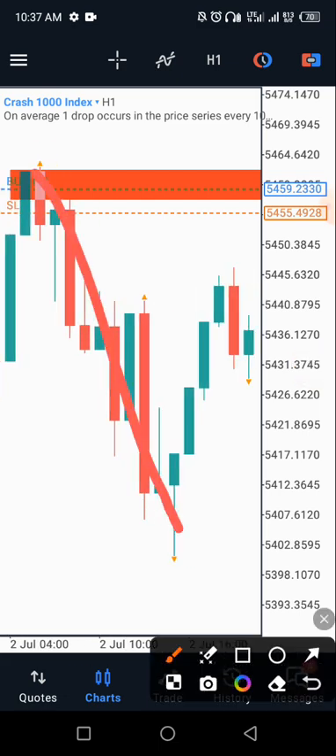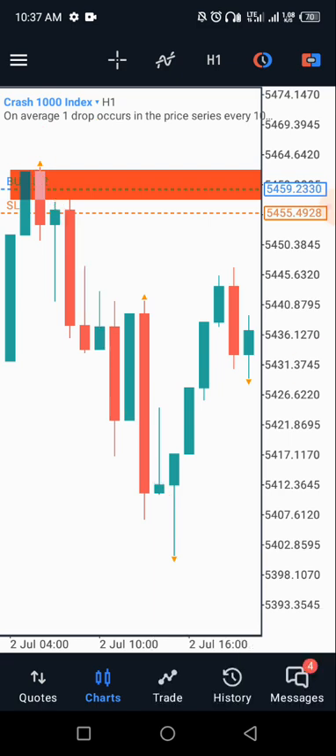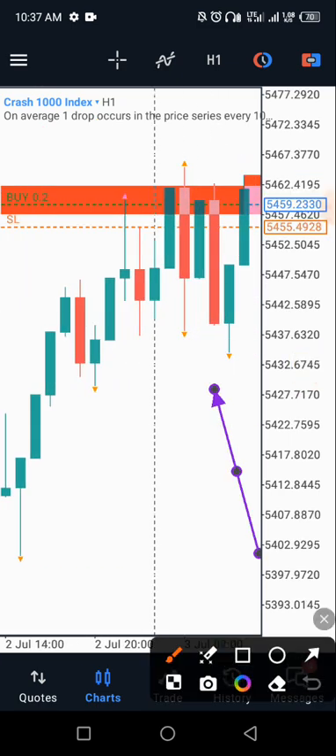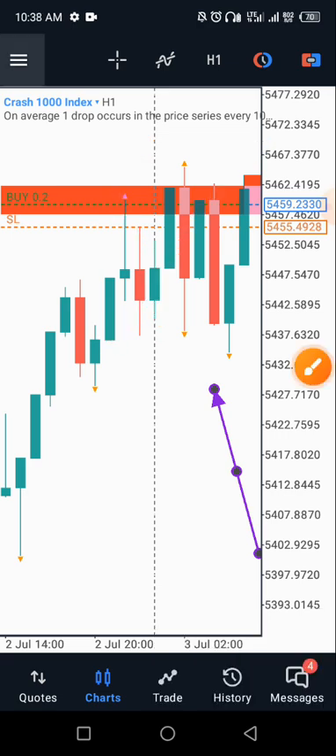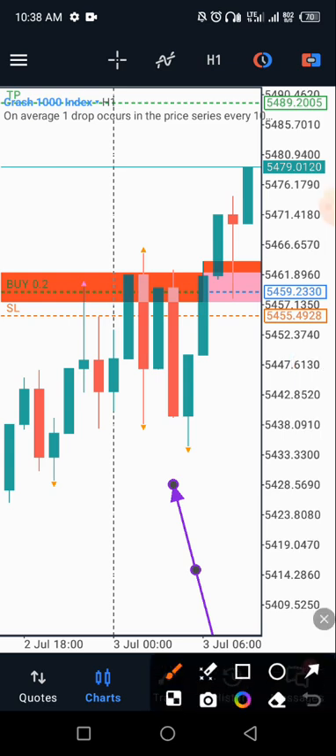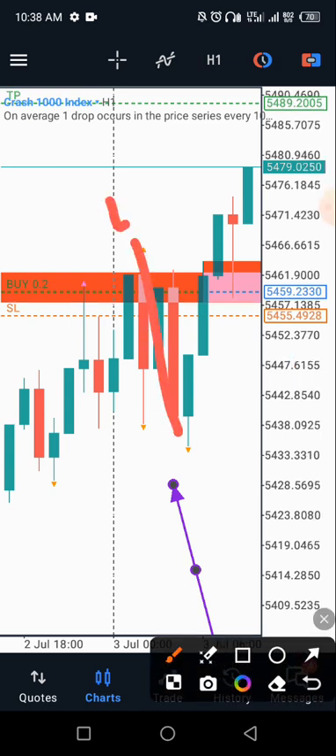So this is our first resistance here. Then if we go forward, we will notice that this was our second resistance. Price is finding it difficult to break out from that level. And if we come forward, we will notice that this was also another resistance, like our third resistance, which is a strong level in the market.